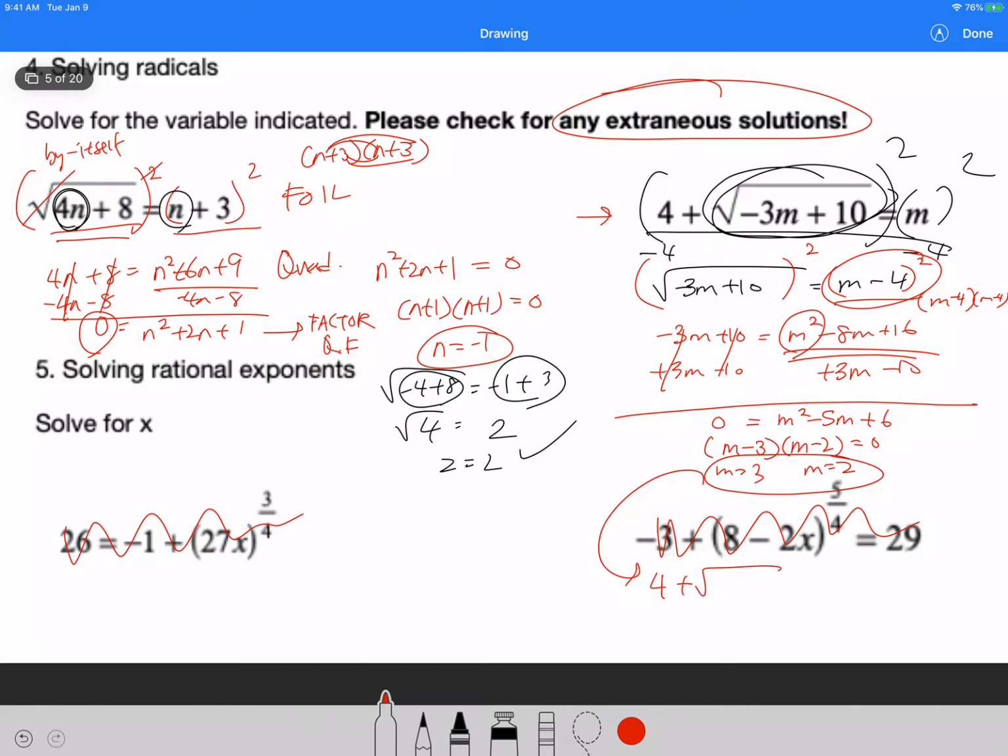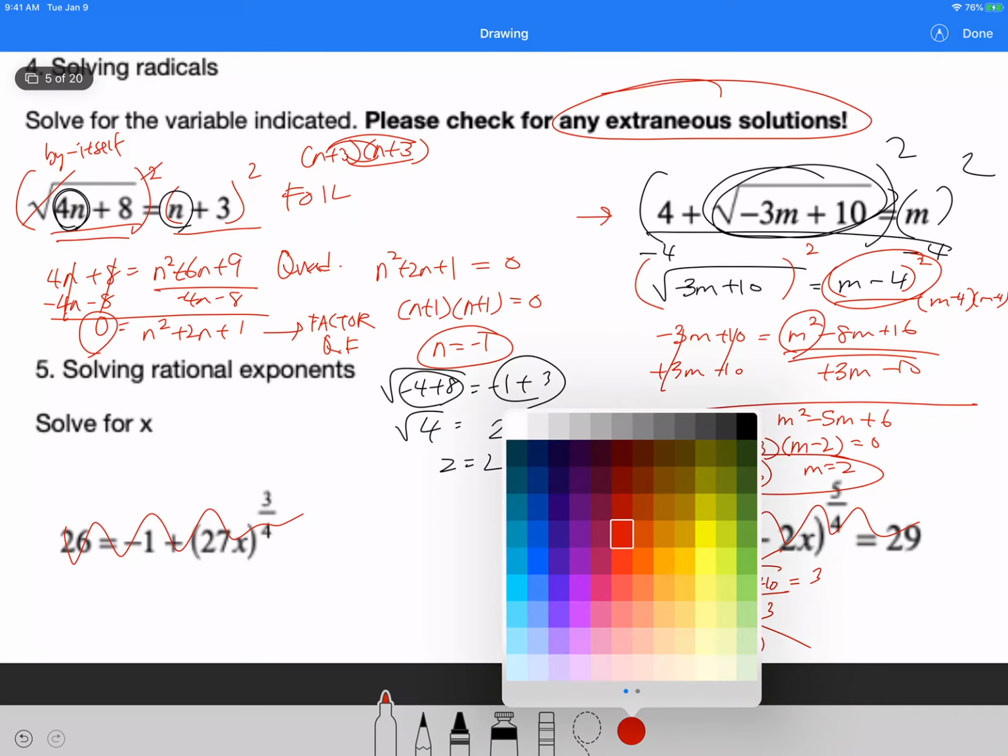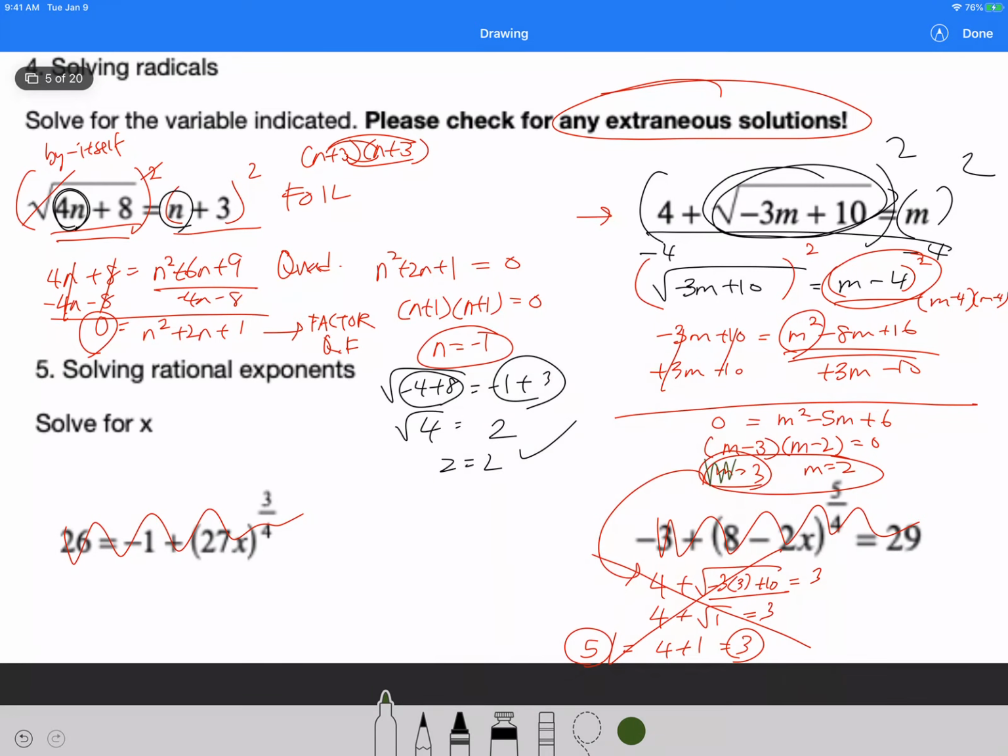4 plus square root of 3 times 3, I'm plugging in the 3 first, plus 10 is equal to 3. Now, does that make sense? This would give me 4 plus square root of 1. Well, that's 4 plus 1, which should equal 5, but 5 does not equal 3, so that is complete gibberish right there. So that's an extraneous solution. So we call this no good. So that's called extraneous solution. So the only solution that you're going to get is m is equal to 2.